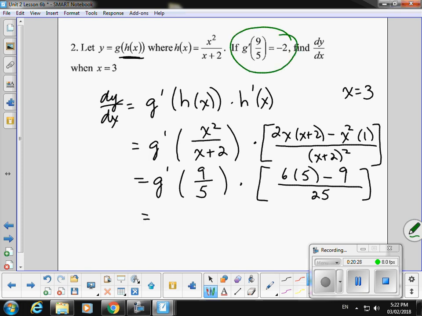I know that that is -2 times. This is 30, subtract 9 is 21 over 25. So my final answer would be -42 over 25. Strange, but true. There are a few questions like that in the textbook, so I wanted to make sure you saw at least one.